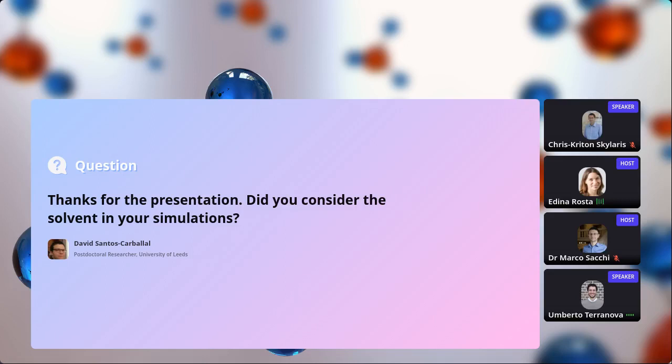We have another question from David Santos Carbalal, and the question is, did you consider the solvent in your simulations? Okay, David, I didn't include the solvent because apart from the crystallographic water present in the X-ray structure close to the C cluster, essentially the C cluster in nature is embedded within the protein, so I don't expect here the solvent to play a major effect.